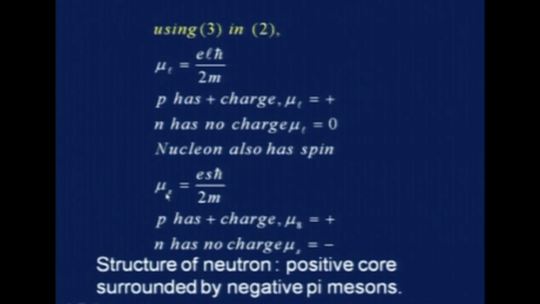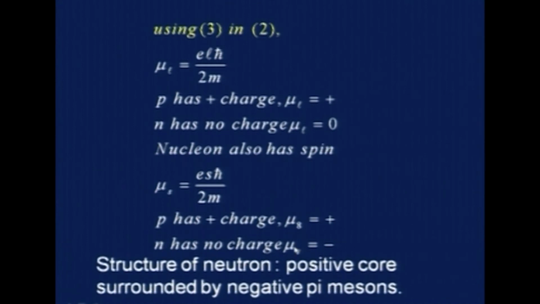Therefore, we write mu suffix s as e S H cross by 2m, where S is the spin quantum number. So we get this second part here. Now again, P has got positive charge. Therefore, mu s is positive. Experimentally also they found out the same thing. Mu s for proton was positive. It was in agreement with this equation. If you substitute the mass and other things, the experimental value was in agreement.